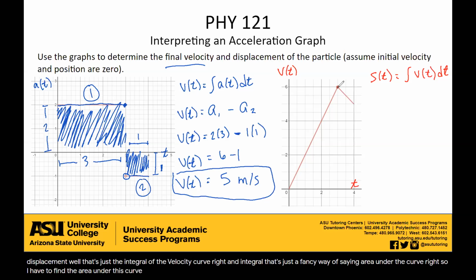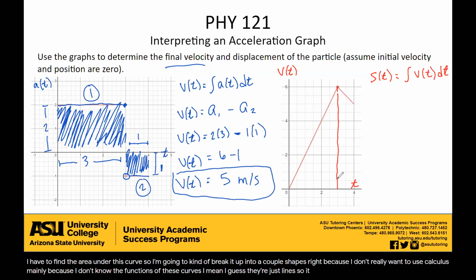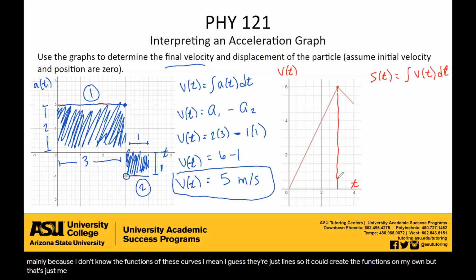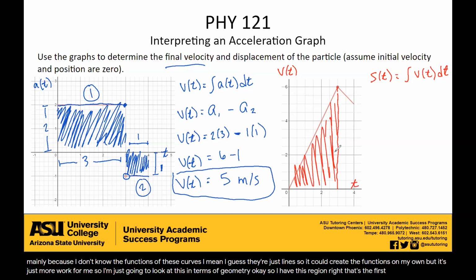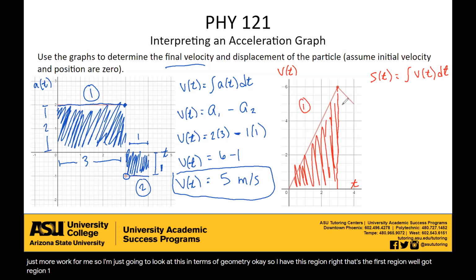I'm going to break it up into a couple of shapes, because I don't really want to use calculus, mainly because I don't know the functions of these curves. I guess they're just lines, so I could create the functions on my own, but that's just more work for me. So I'm just going to look at this in terms of geometry. I have this region, the first region. I'll call it region 1. I also have this region here, region 2, and then I have region 3 right here.